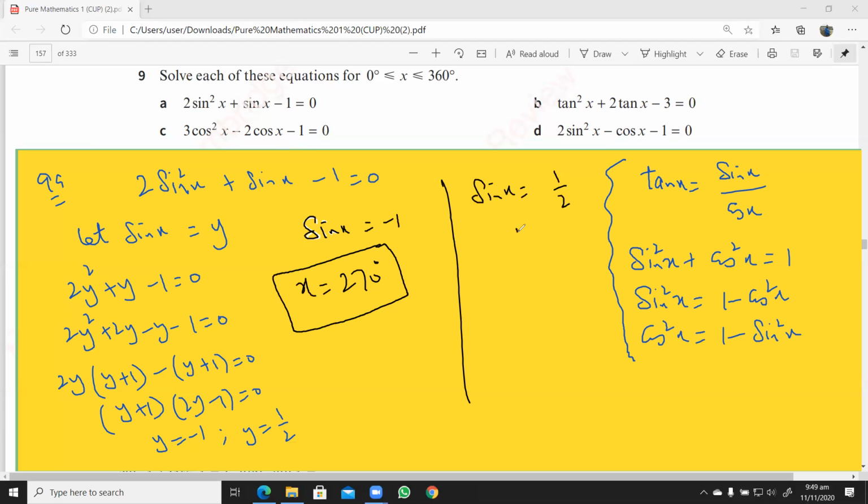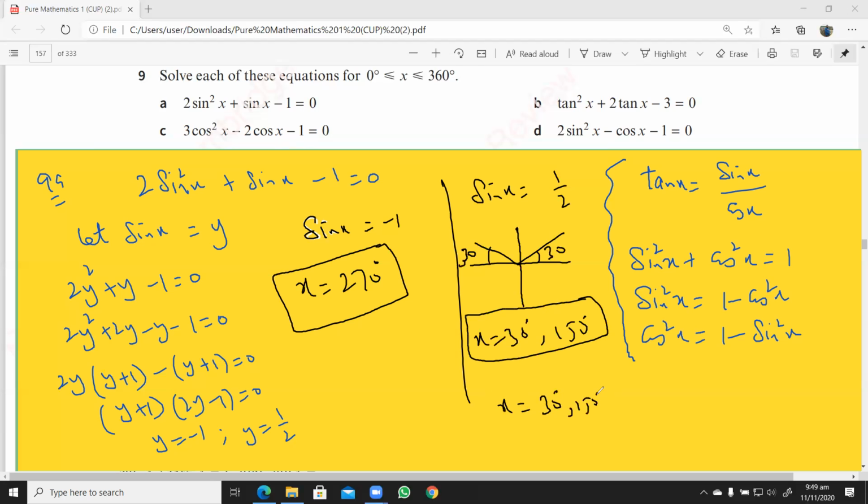And again, good students know that where is your sine half? It is positive in the first two quadrants. And we know that sine 30 is half, okay? So your x is going to be 30 degrees and 150 degrees. So by combining this, we have altogether three answers to this. X is equal to 30, 150, and 270. These are the three solutions to this equation.